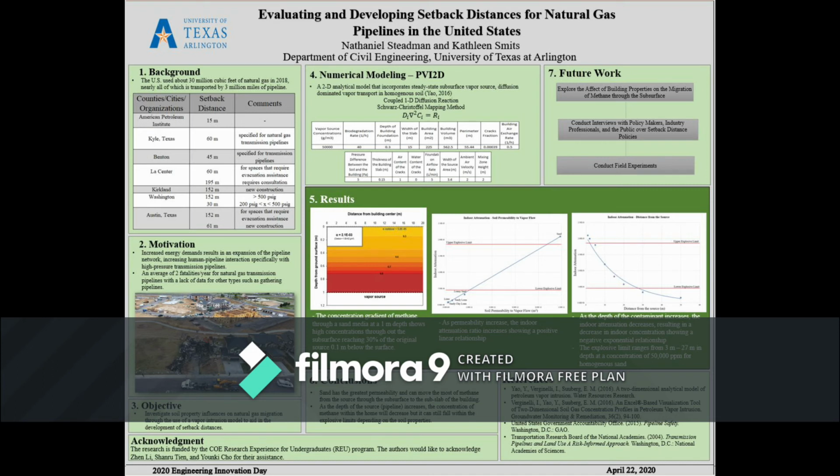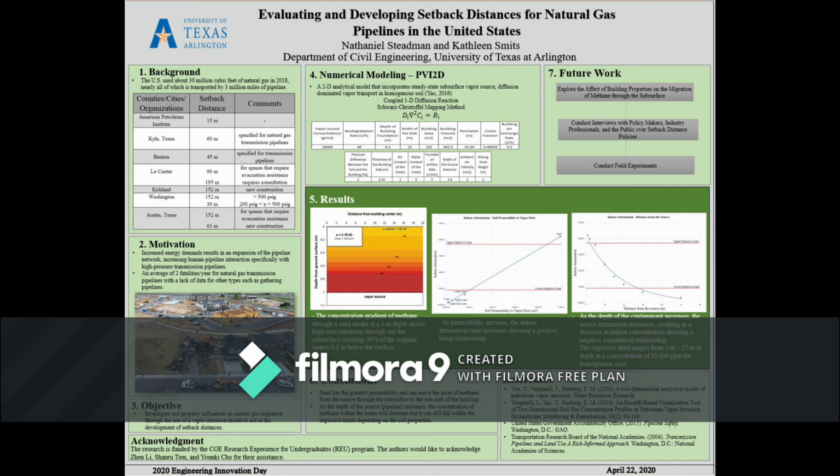So we can see there is a positive linear relationship between permeability and indoor air concentration. I did another simulation on the depth of the contaminant using sand, and we can see that as the depth of the contaminant increases, the indoor attenuation decreases, which is expected. But this decrease in the indoor concentration results in the concentration of the methane now being between the upper explosive limit and lower explosive limit of methane, which is of concern for practitioners.